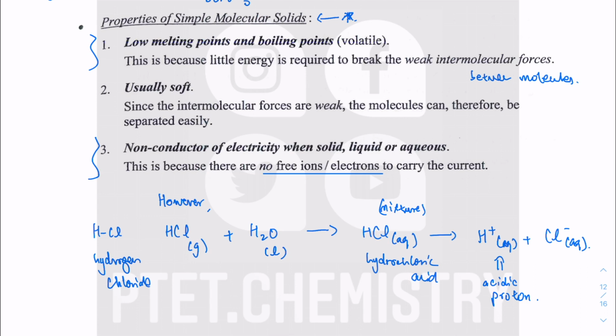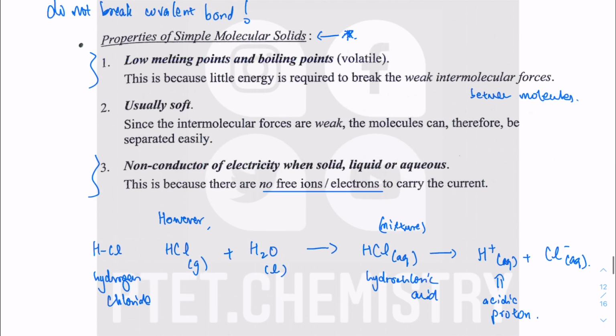So I just really want to drive home the message that simple molecular solids have simple molecular structure, therefore low melting and boiling point. You've got to explain it in terms of the force of attraction that you need to break, and they also do not conduct electricity, partly because there are no free electrons. I don't really like the idea of free ions, because that's really saying that they are ions, but there are no free electrons to carry the current. So most of them do not conduct electricity when solid, liquid, or aqueous.